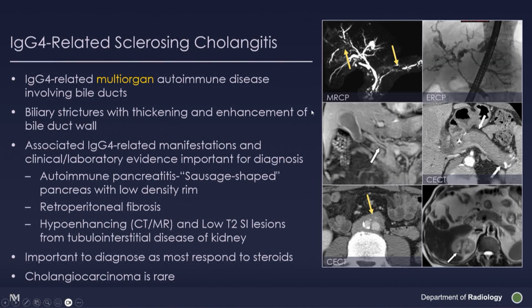IgG4-related sclerosing cholangitis or cholangiopathy, I want you to be aware of. It's an important diagnosis, and as a radiologist, we're often the first one to suggest it. It's IgG4-related disease. We're all used to it from autoimmune pancreatitis, but you can also get a sclerosing cholangitis. And I've seen a few patients where they came in with a diagnosis of many years of sclerosing cholangitis, and I see abnormality in other organs, and I suggest this diagnosis.